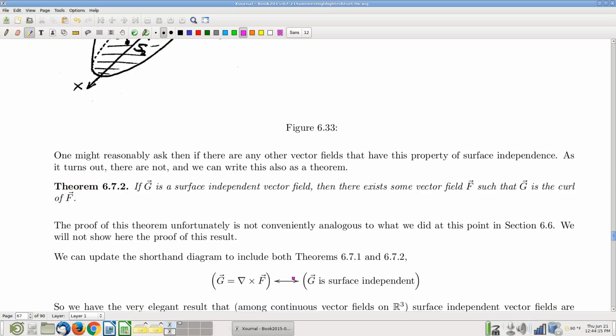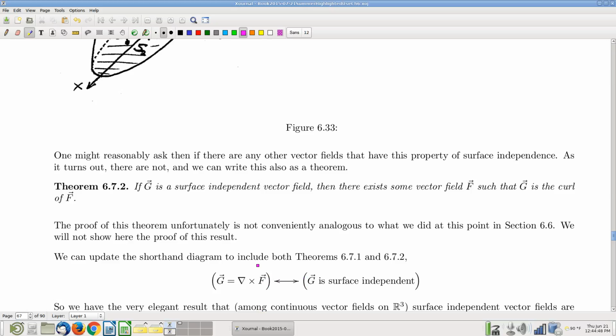I'm not going to prove this, and this really is harder to prove. I sort of skipped over a motivation for the analogous fact about path independence. It was in the book. You can read it. It's, I think, very persuasive. This is much harder to motivate, and I'm not going to talk about that here in this course. But it is nevertheless true that, with the assumption that everything in sight is continuous and appropriately regular, no singularities or weirdnesses, surface independent vector fields are also curls.